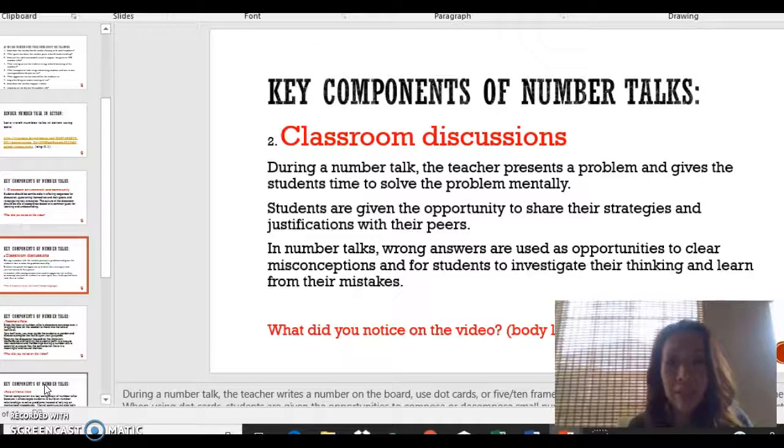So again, the teacher is only the facilitator. They are moving the discussion along. They're not trying to correct the students. Even if the students got the wrong answer, the teacher should turn it around and give an opportunity to use the wrong answers to let the kids think about a new strategy using their mistakes.